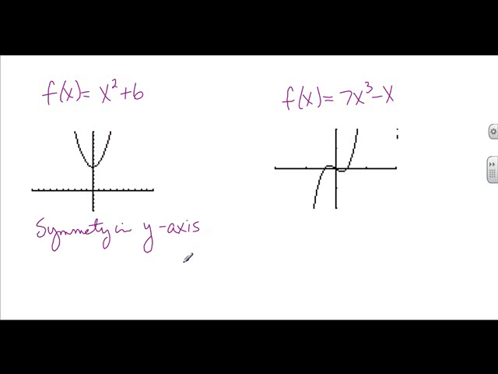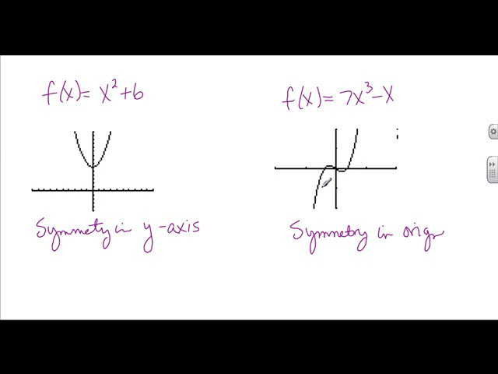So if you're looking at a graph of the function, it's very easy to pick out whether or not the function is even. Graphs of odd functions have symmetry in the origin, and 7x cubed minus x is an example of an odd function. And the graph of that function is there. Symmetry in the origin is harder to see, at least I think it is.